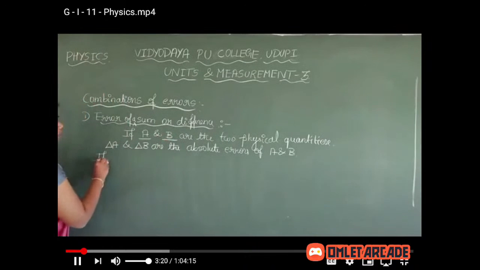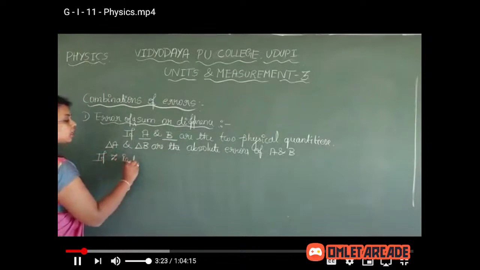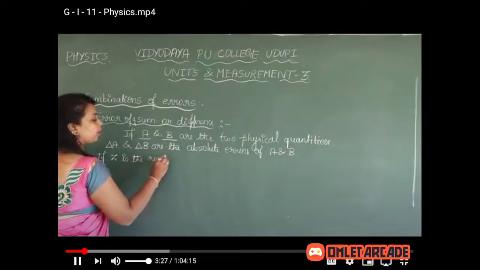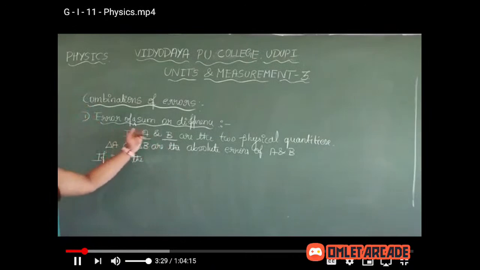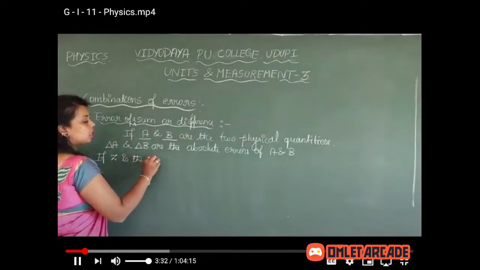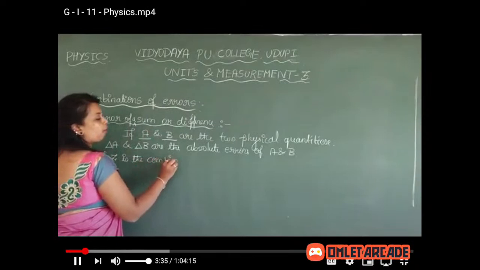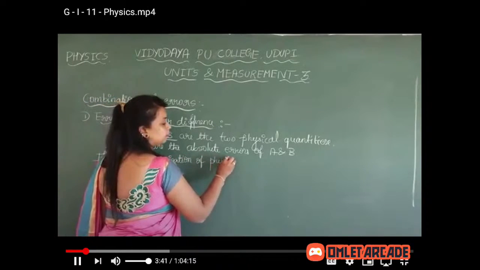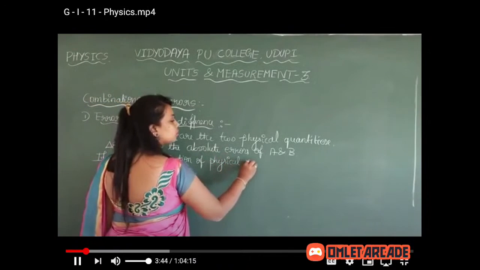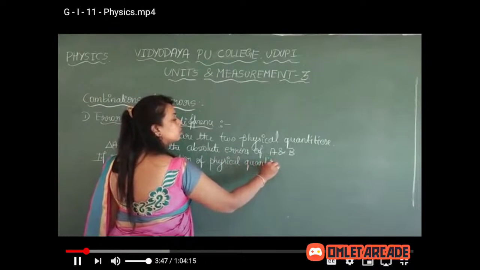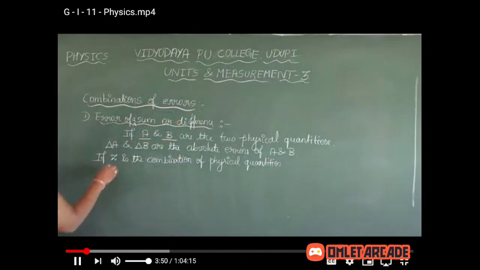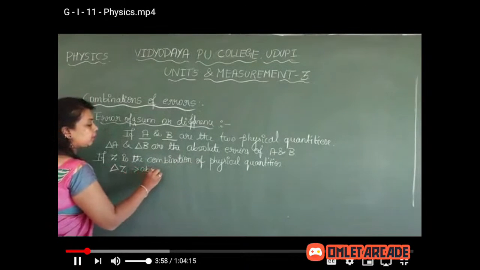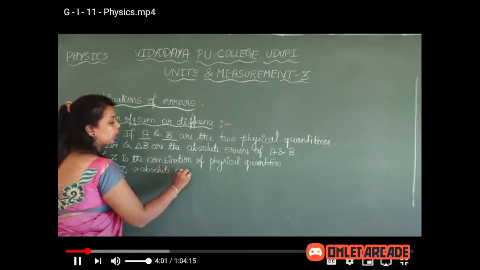Next, if Z is the resultant physical quantity, the combination of physical quantities, then I take delta Z as the absolute error in the combination.